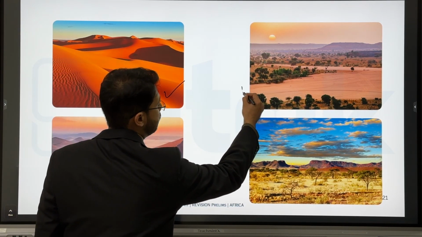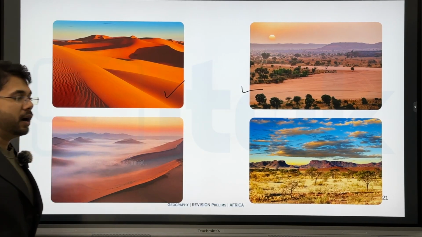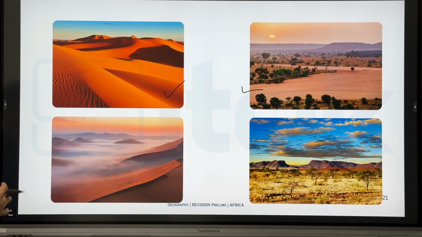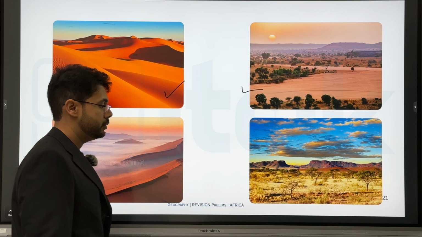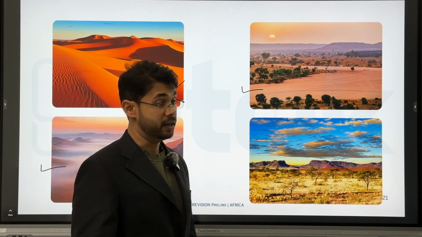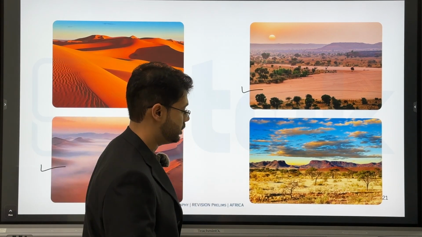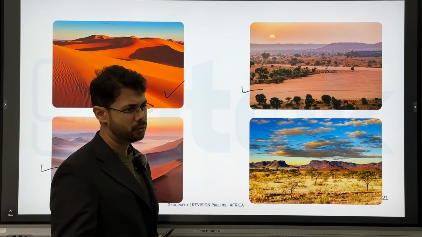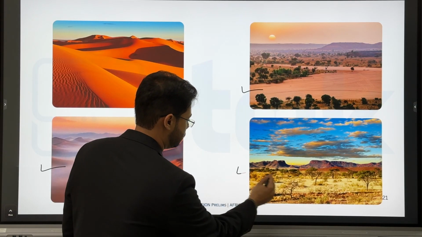This is the Sahel. Then a foggy desert, where in the early mornings you will find fog, temperature inversion, but it will wither away. This is the Namib Desert. And finally, a desert which has rainfall sometimes and sustains a good amount of wildlife. Not a good amount, but better. This is the Kalahari.